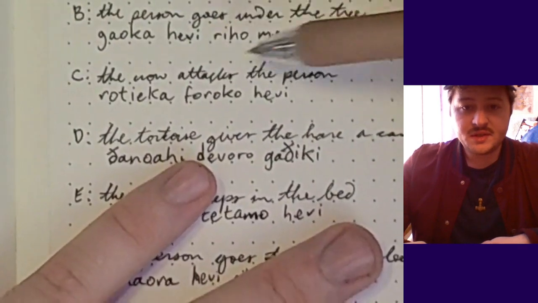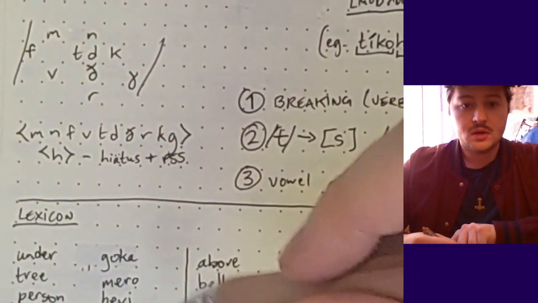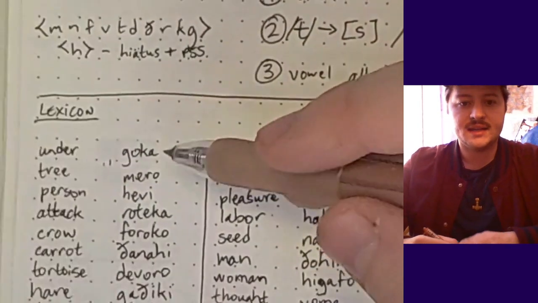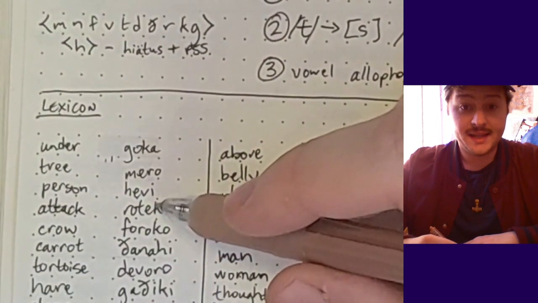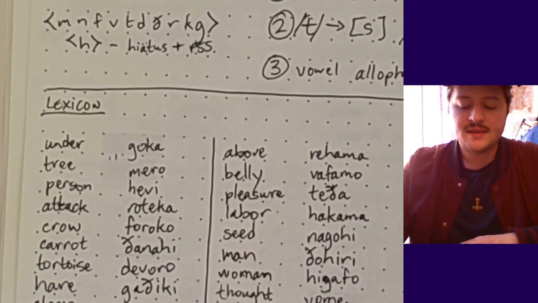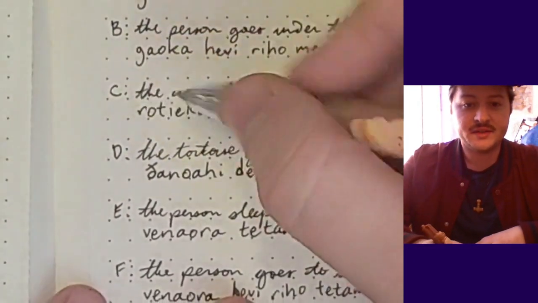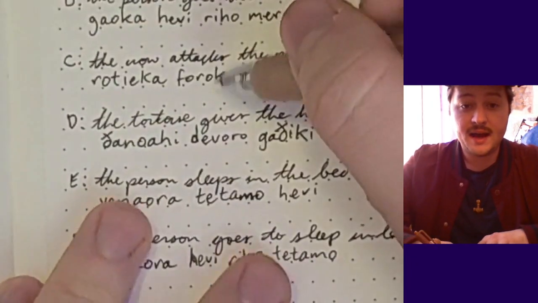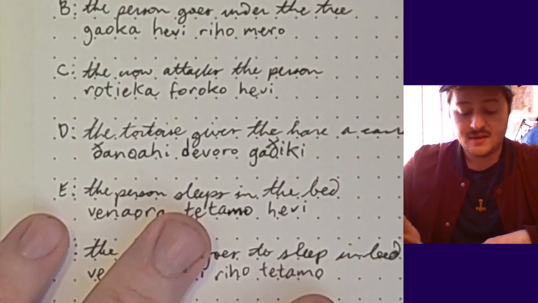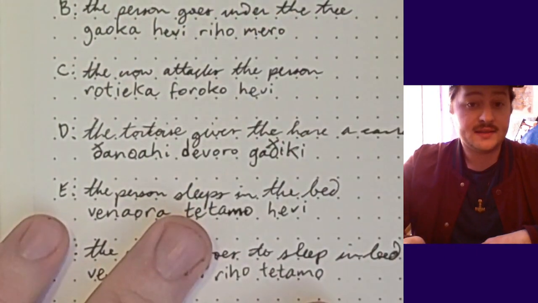The third sentence was the crow attacks the person. So attack is roteca, with a T, but that E is going to become a ye as a verb, and that I is going to cause that T to sound like an S, so it's going to become rosieca. So roteca becomes rosieca. Rosieca foroko evi. The crow attacks the person.